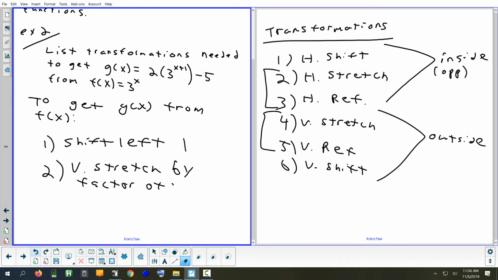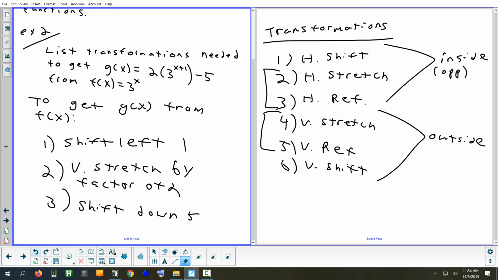Wouldn't that change the y from like a 9 to like a 27? Do we have a vertical reflection? No. You'd have to have a negative in front of that too. Do we have a vertical shift? Yes. Which way? Shift down 5. You don't have to say vertical shift down 5. When you say down, down is vertical.